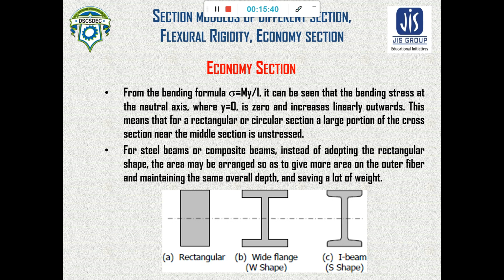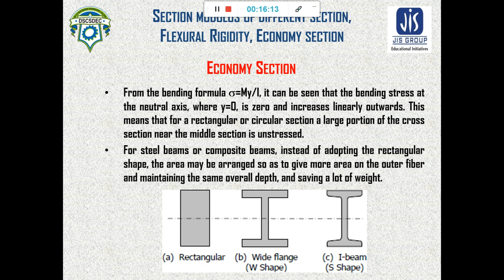That means for a rectangular or circular section, whatever the section may be, a large portion of the cross section near the middle is unstressed, meaning no stress forms in the middle portion of the section. That would be a high material loss, and to overcome this high material loss, the concept of economy section came into being.